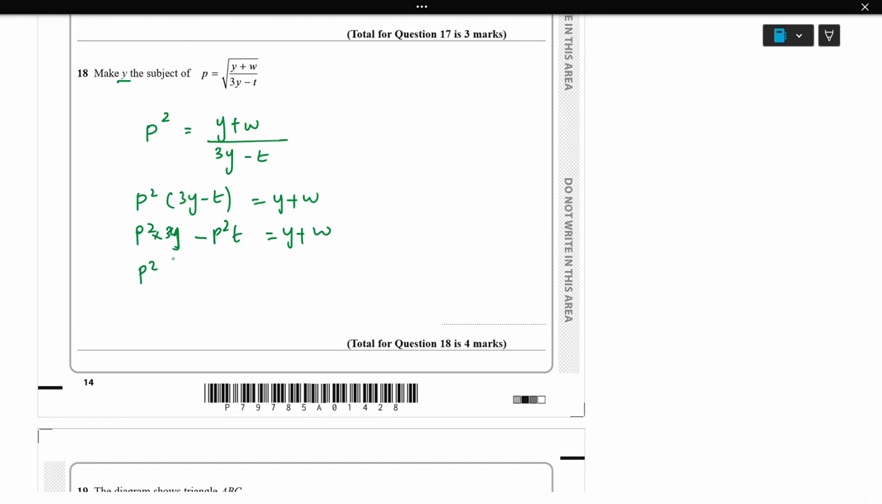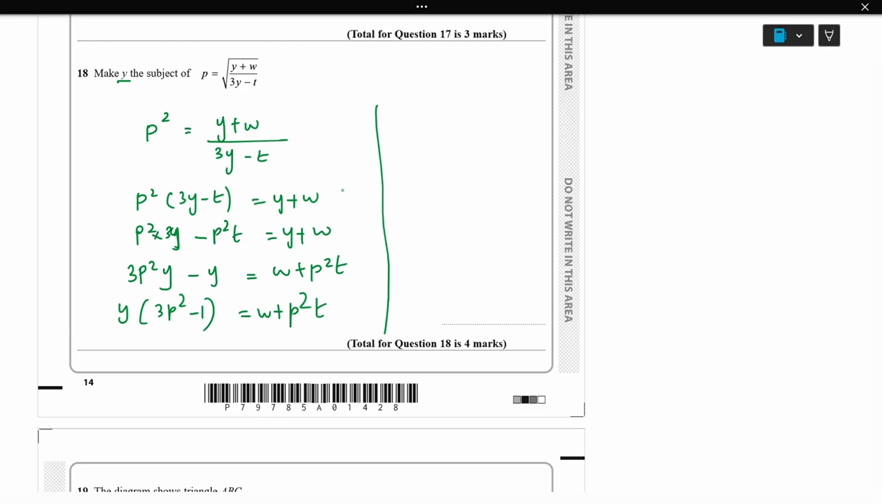Okay, I'll bring 3p square y to the left side, which is minus y equal to w plus this p square t. The right side will become plus p square t. Okay, bring y outside, which is 3p square minus 1 equal to w plus p square t.